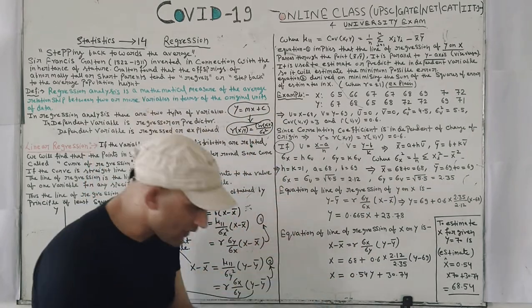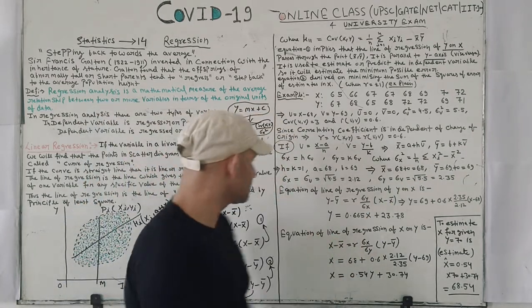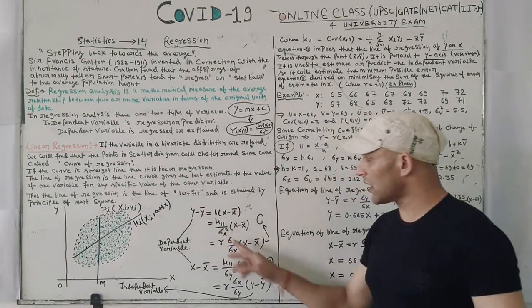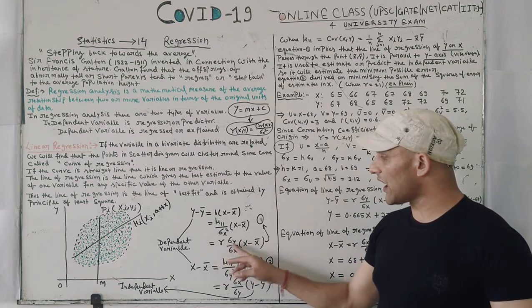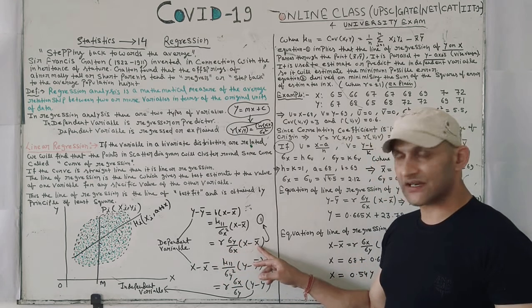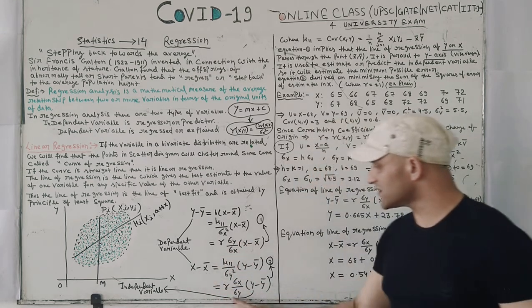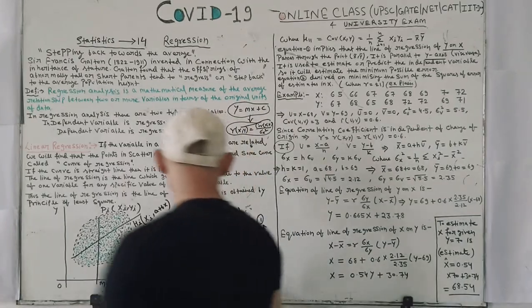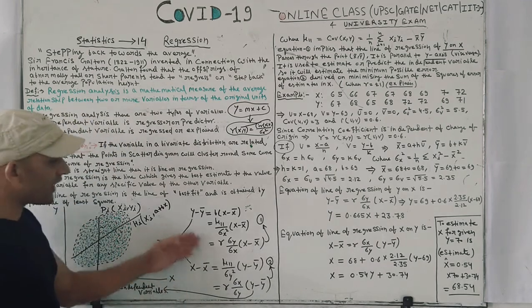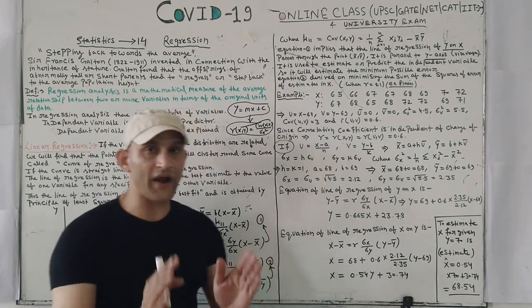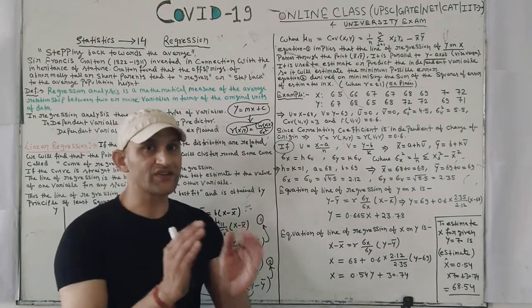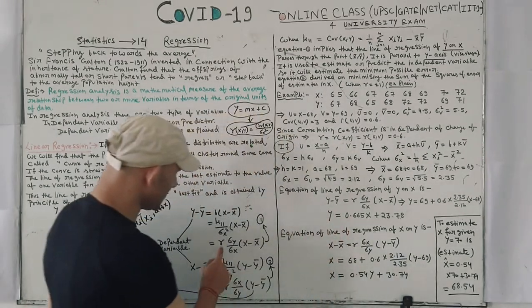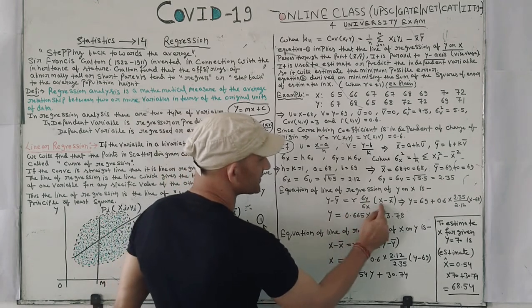Now we are coming to the main lecture. So what have we derived here? We have derived two formulas: y minus y bar is equal to r sigma y upon sigma x, into x minus x bar, and x minus x bar is equal to r sigma x upon sigma y, into y minus y bar. With the help of these two formulas we will find the equation of a straight line. So y minus y bar is equal to r sigma y upon sigma x, x minus x bar.